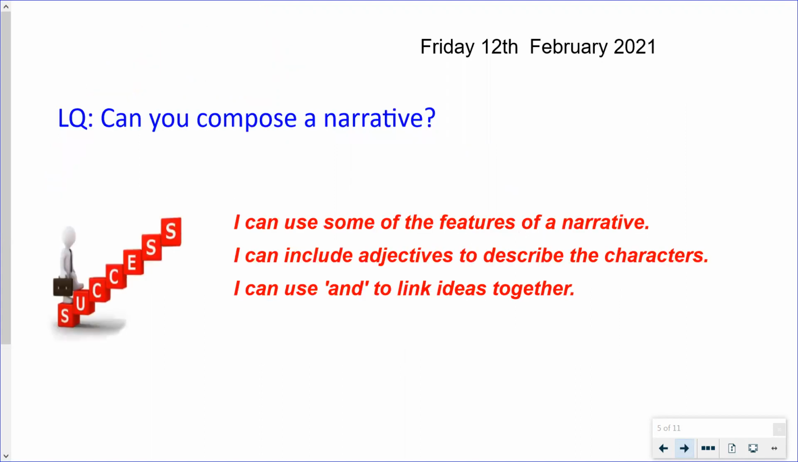And let's look at your learning question. Your learning question today is, can you compose a narrative? Your steps to success are, I can use some of the features of a narrative. I can include adjectives to describe the characters. I can use 'and' to link ideas together.